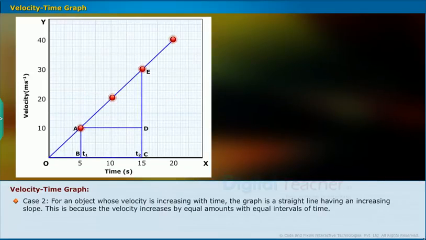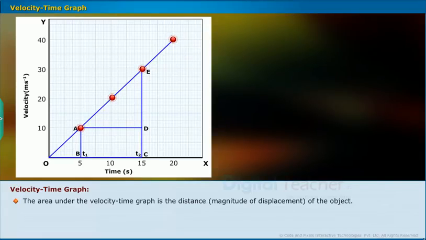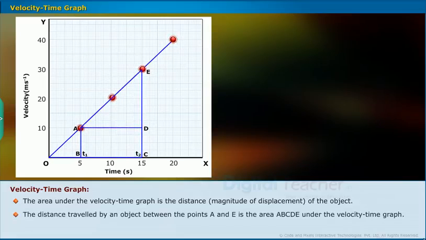Case 2. For an object whose velocity is increasing with time, the graph is a straight line having an increasing slope. This is because the velocity increases by equal amounts in equal intervals of time. The area under the velocity time graph is the distance, that is the magnitude of displacement of the object. The distance traveled by an object between the points A and E is the area ABCDE under the velocity time graph. It implies S equals area of ABCDE.